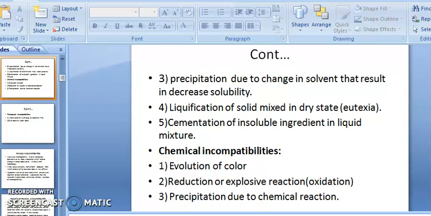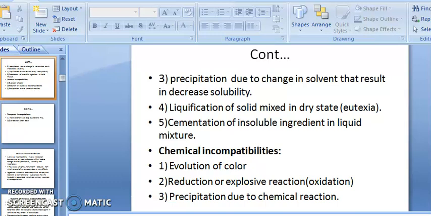Liquefaction of solids mixed in the dry state. When you are mixing two solid particles, it leads to the formation of liquid because of a decrease in melting point, leading to no formation of your powder formulation or solid drug formulation.